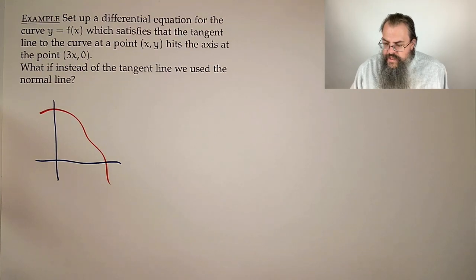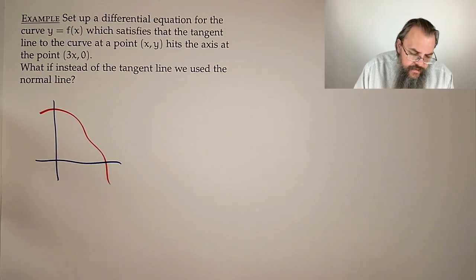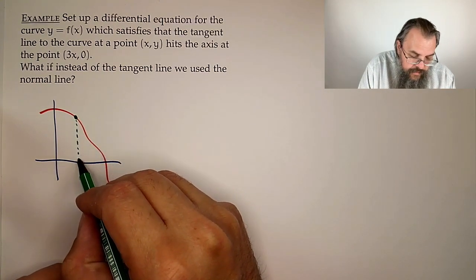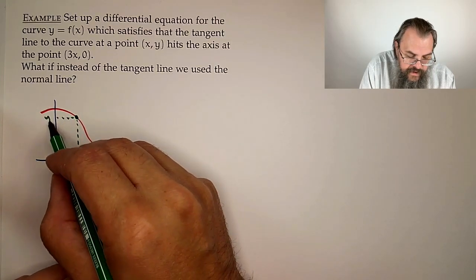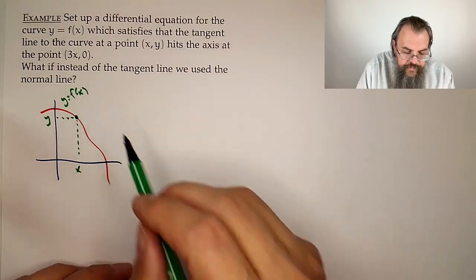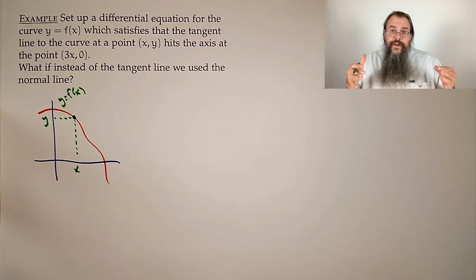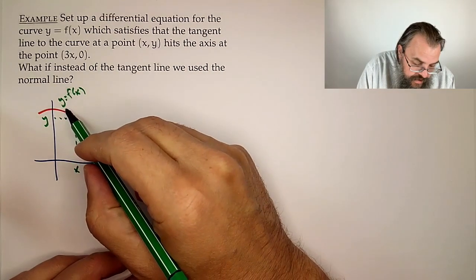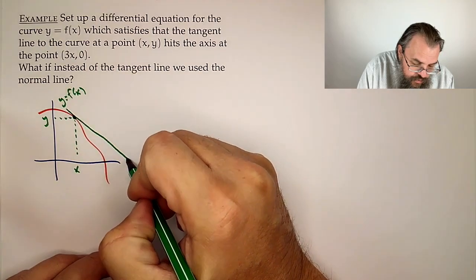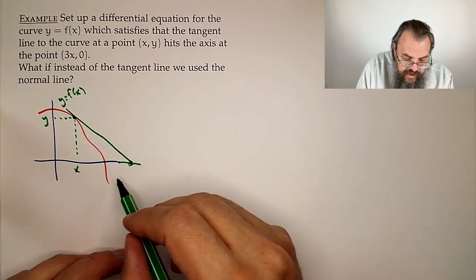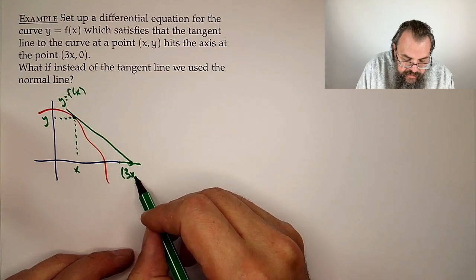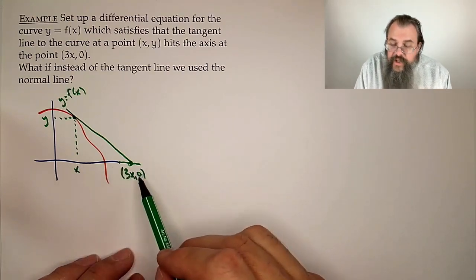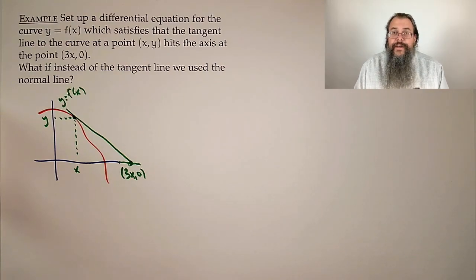And what's the point here? The point says, look, suppose you come to this point on the curve. So here is our point at x and y, and this is the curve y equals f of x. And it says that if you take the tangent line to this curve, it's going to hit the axis at a particular point. All right, so we draw on our tangent line. And it says it's going to hit at the point (3x, 0). So in other words, however far out you were here, you're going to go 3 times as far out, and that's where the tangent line hits.